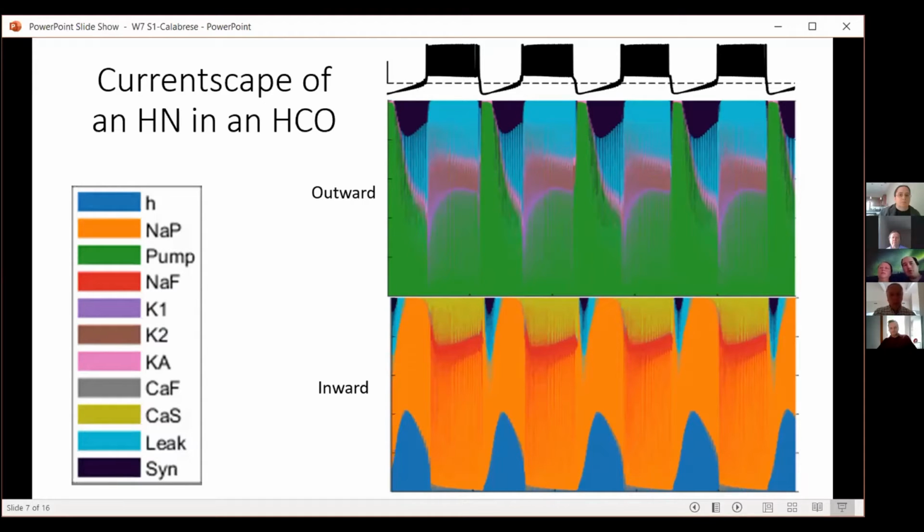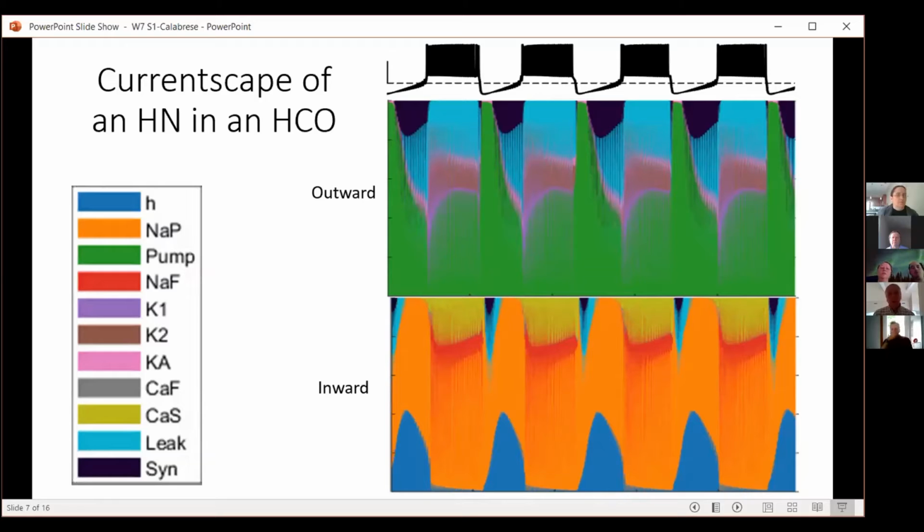Ron, I have a question. Does the pump also change the sodium reversal significantly? No, not really, because it doesn't allow the internal concentration of sodium to change very much.